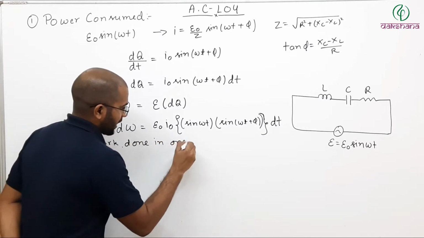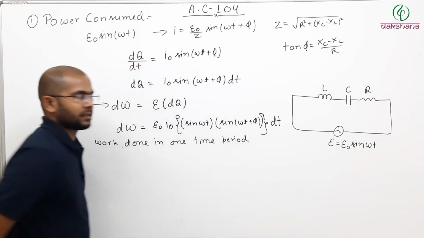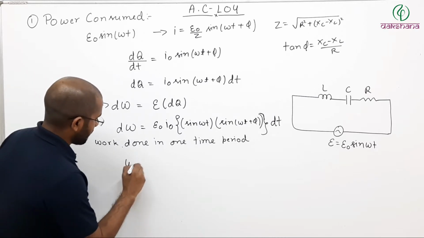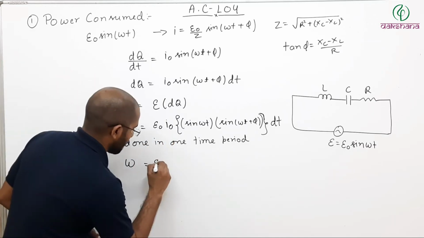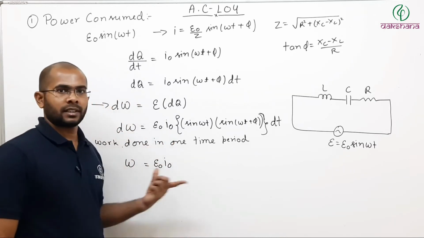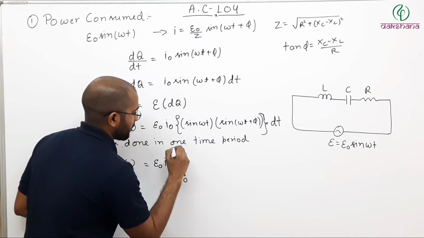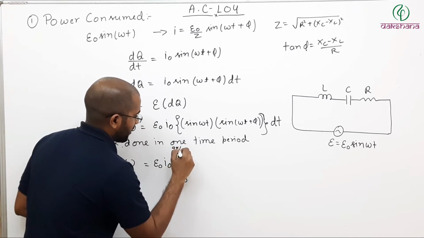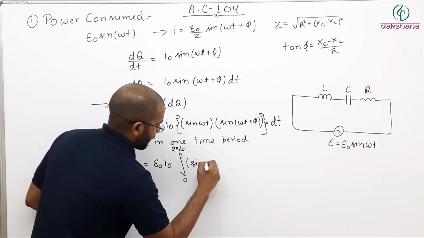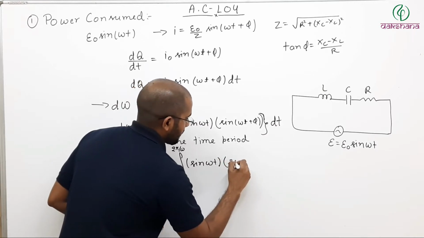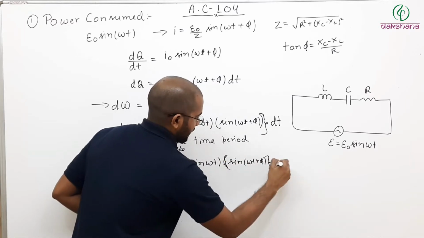So let us calculate work done in one time period. What would be work done in one time period? Work done would be equal to, here E naught and I naught are constants, so E naught I naught, take them as constant, and here I can write integrating from 0 to T. What is capital T? 2 pi by omega. So 2 pi by omega, 0 to T, and here sine omega t, sine of omega t plus phi, and dt.